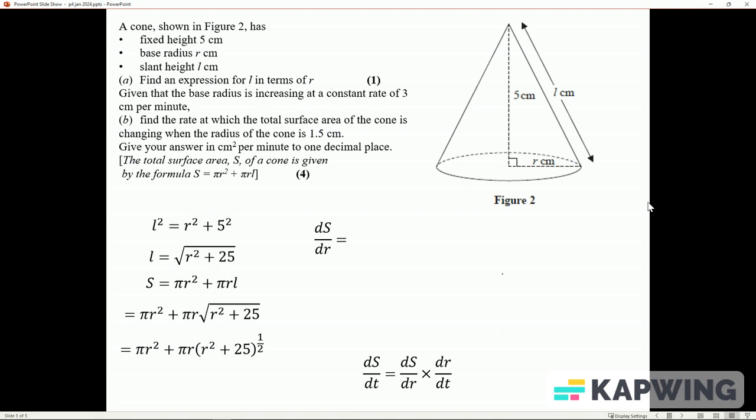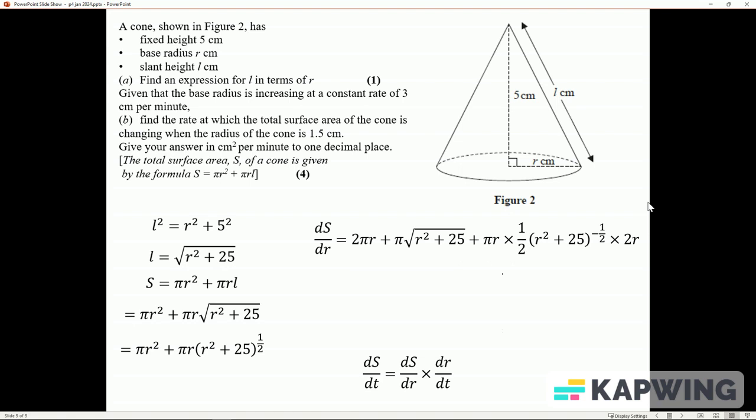I'm going to write it like this so I can differentiate it. So dS over dr, differentiating in terms of r, would be 2 pi r for the first term, that's the pi r squared differentiated. The other term, the more complicated one, I'll use the product rule, so it's pi times r. Well, r differentiates to just 1, so it's really pi times the square root of r squared plus 25, where r squared plus 25 is to the power of a half. And then I'm going to do pi r multiplied by that square root differentiated. So the half will go in front. It'll be r squared plus 25 to the power of 1 less, and multiplied by the bracket differentiated, which is just 2r.